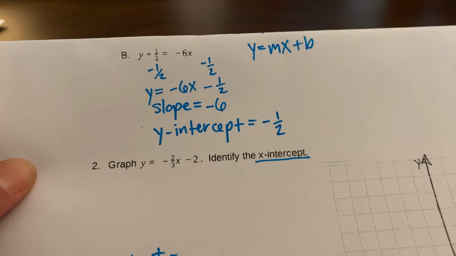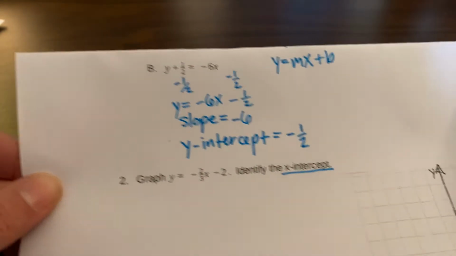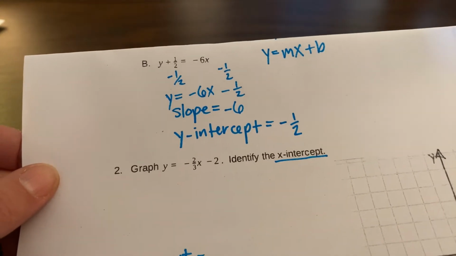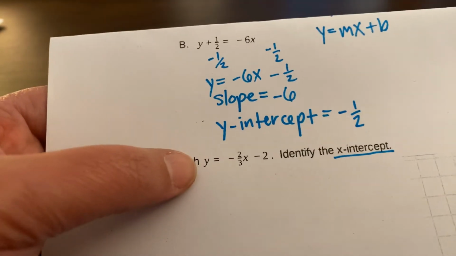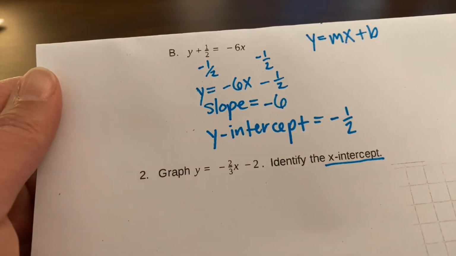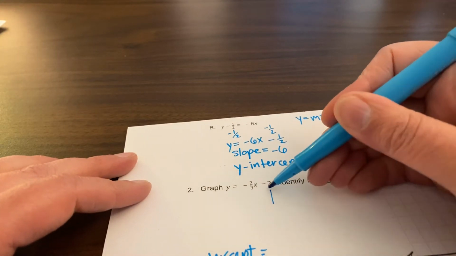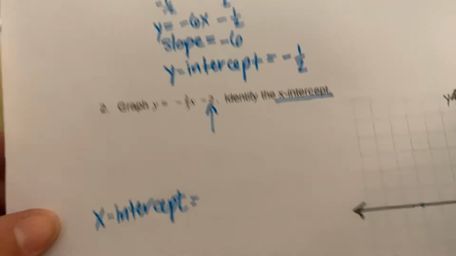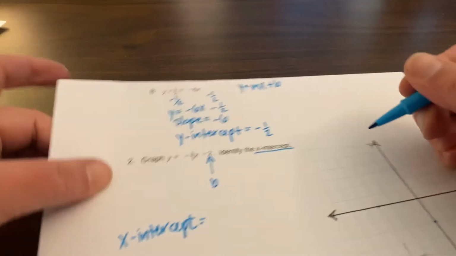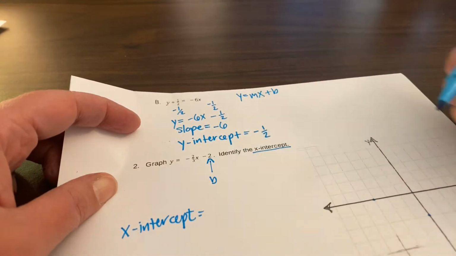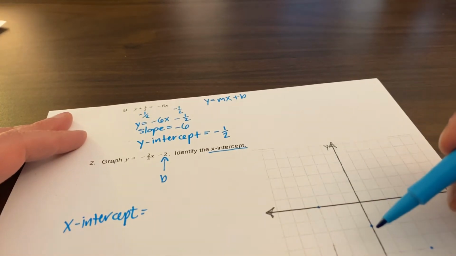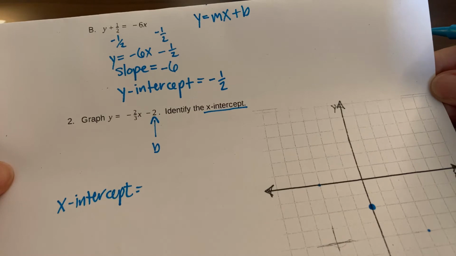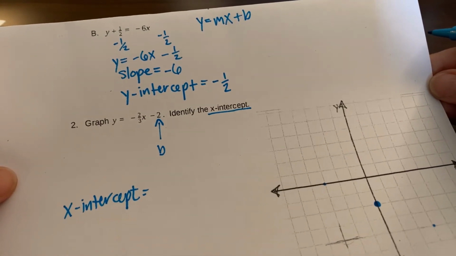How do we use the slope-intercept form of an equation of a line to graph the line? We have our equation, y equals negative 2/3 x minus 2. The first thing we want to do is figure out what our y-intercept is. Where does it cross the y-axis? That's b, and it's negative 2. So I find my y-axis, I find negative 2, and I put a point right there. Now my slope is negative 2/3.